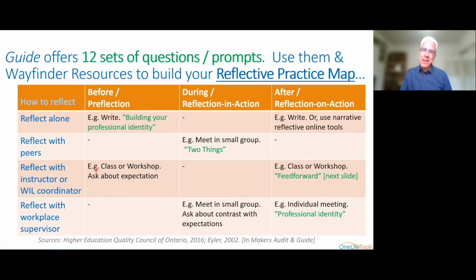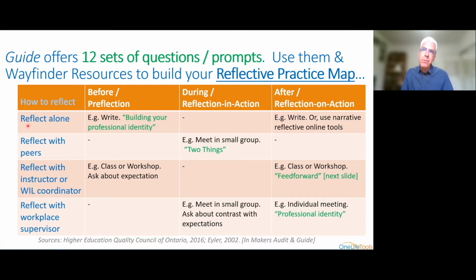Next is this reflective practice map. So let me show you what we've got here. The guide offers 12 sets of questions and prompts that you can use within the map that I'm showing you here. So consider the columns here. First of all, we have reflection before an experience. Let's call that preflection. We have reflection during the experience, and then we have reflection afterwards, reflection on experience.